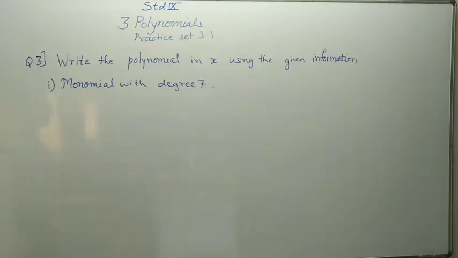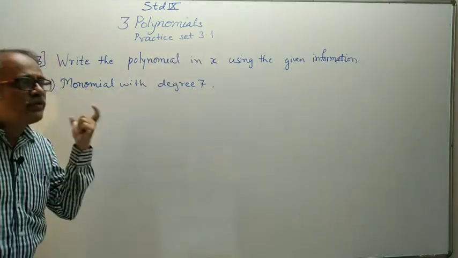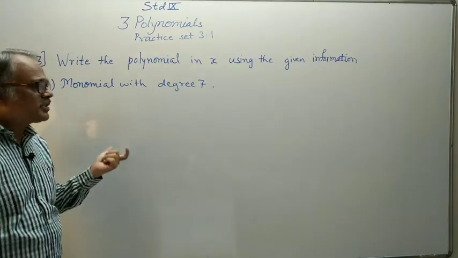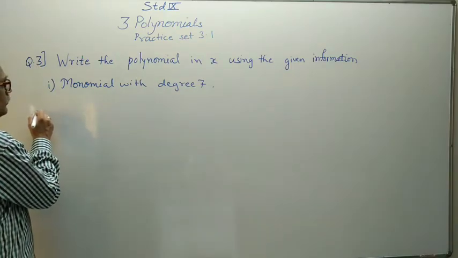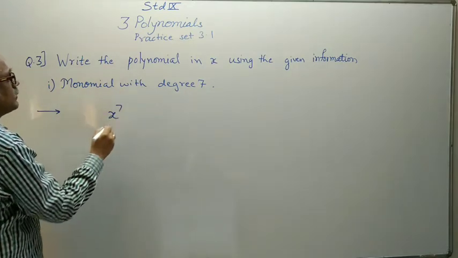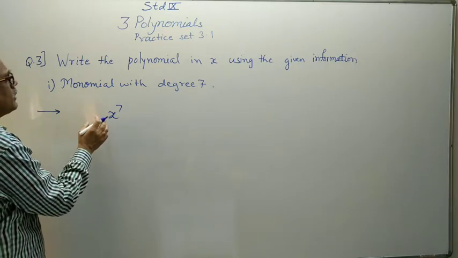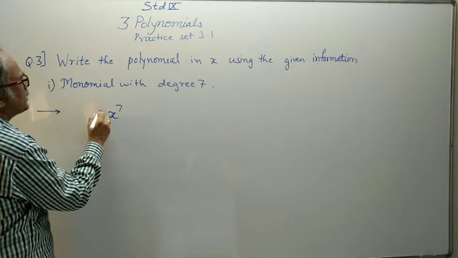Write the polynomial in x, means use variable x and using the given information: monomial with degree 7. Degree 7 means an x raised to 7 term must come, and monomial means only one term. Monomial means one term, binomial means 2 terms, trinomial means 3 terms. So monomial means only one term of x raised to 7. So what is the polynomial? X raised to 7. Along with that we can write any multiple behind it, a coefficient: 3x raised to 7, 4x raised to 7, 11x raised to 7, minus 5x raised to 7, 2x raised to 7.